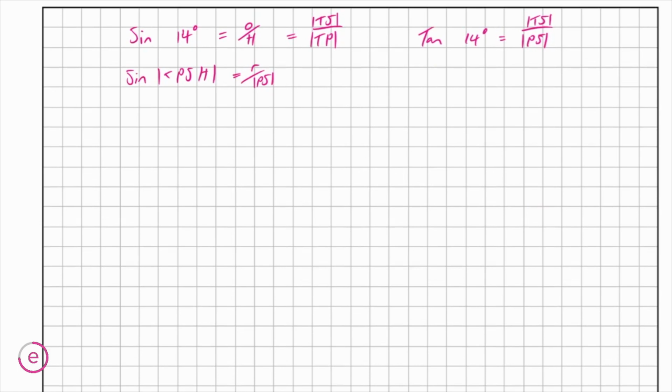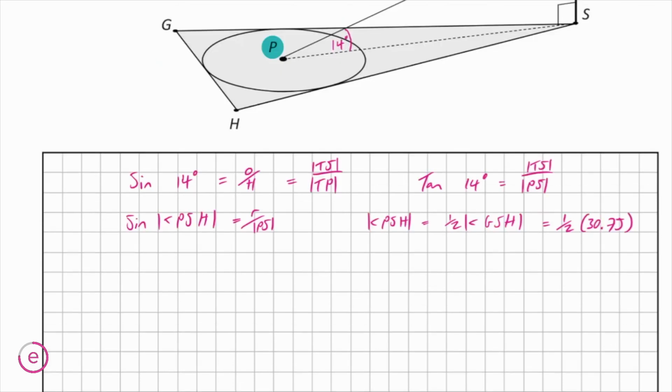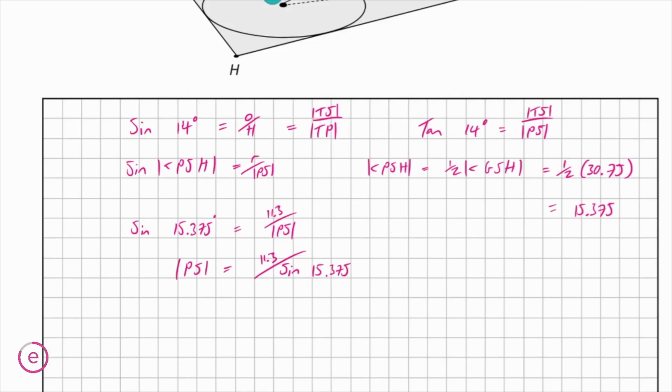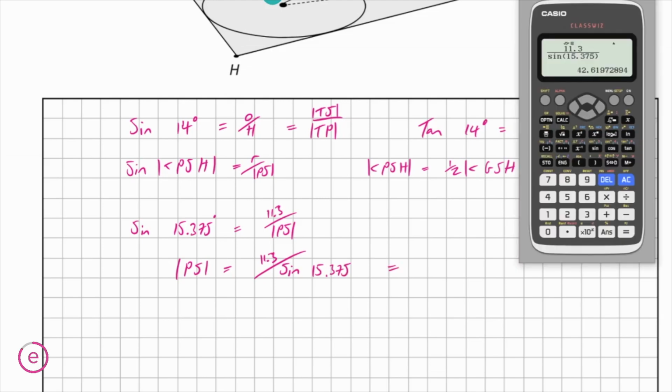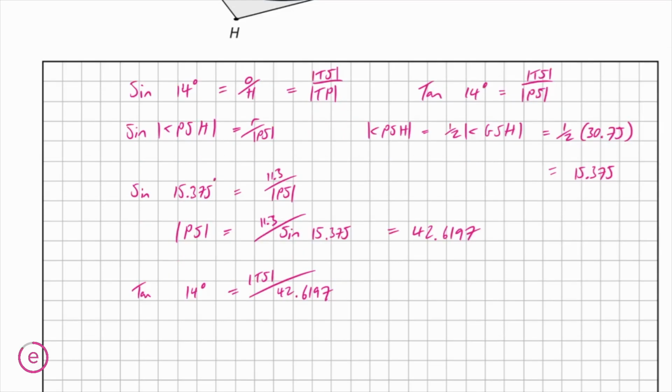So we said that the sine of the angle PSH is equal to r over PS, and PSH is equal to half of 30.75, which is 15.375. So therefore our equation is sine 15.375 is equal to 11.3 over PS, because the radius is 11.3. So PS is equal to 11.3 over sine 15.375, which we're just going to put in our calculator. Therefore the value of PS is equal to 42.6197, and that means tan 14 is equal to TS over 42.6197, and we got that from up here, which we set up in the beginning of this question.